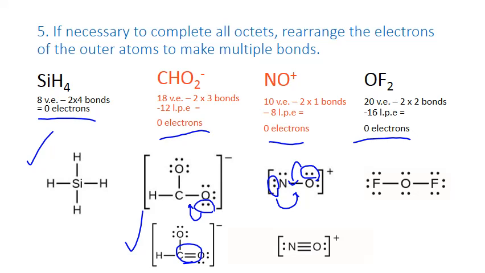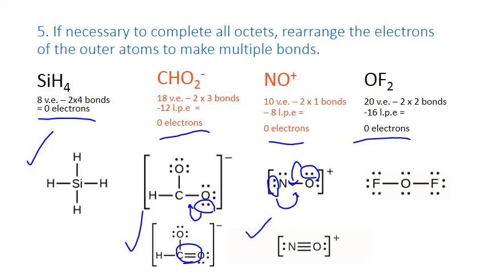Now, nitrogen and oxygen are both happy. Nitrogen has 6 shared in the triple bond, plus its 1 lone pair, so that's 8 total. And oxygen has the same scenario, the 6 that are shared, plus the 2 that are in a lone pair, that gives us 8 total. So this is an appropriate Lewis structure.